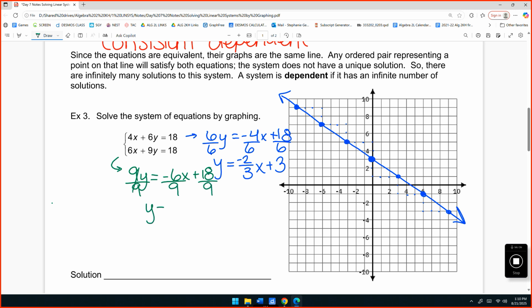So y equals, that's also negative 2/3, right? Negative 2/3 x. And then 18 divided by 9 is... Or no, 2. Yeah, that one will be 2. So, this is super annoying, especially on your little paper, right?